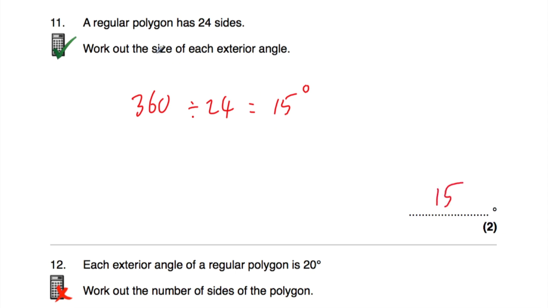Now, you could use the other approach. You could say it's 24 sides, take away 2, that's 22, times that by 180. That'll be the sum of the interior angles. Divide that by 24 to find the size of each one. Take that away from 180, and then that'll be 15. You could use that approach if you wish, but I would tend to use the exterior angle approach.